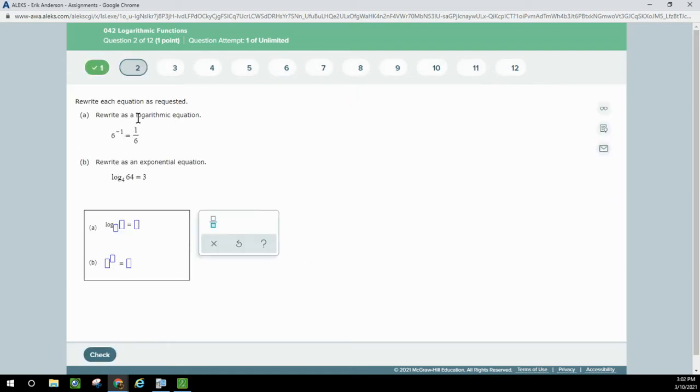Rewrite each as a logarithmic equation. 6 to the negative 1 equals 1 over 6. This would be log base 6 of 1/6 equals negative 1.